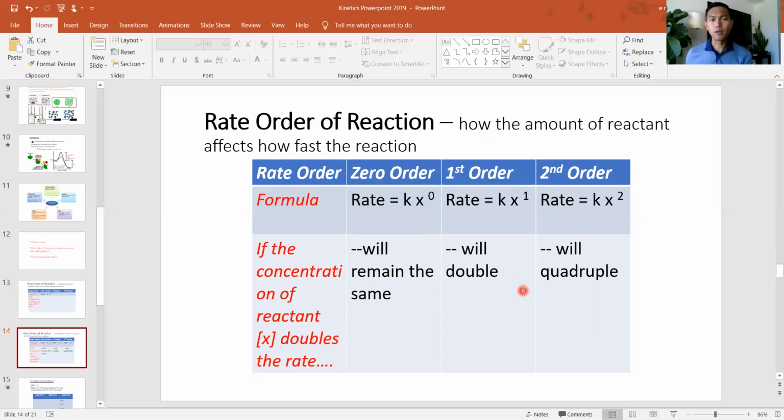Now the second order is different because the change to the rate is exponential compared to the change in our concentration. So if you double the reactant, you quadruple the speed. If you triple the reactant, it is now 9 times more. If it's, let's say, 4 times, 4x, then isn't that 4 squared? So it's 16 times more in terms of the speed of the reaction.